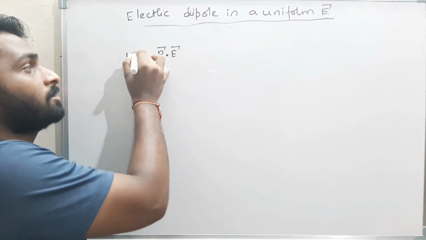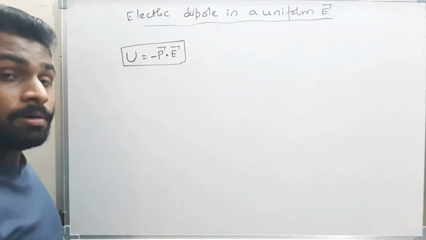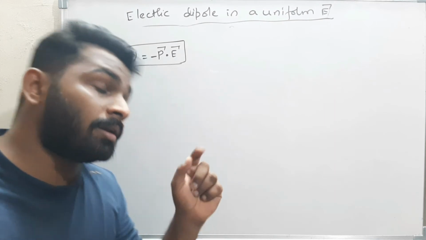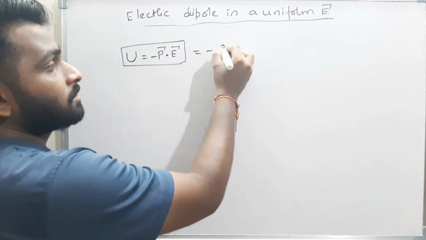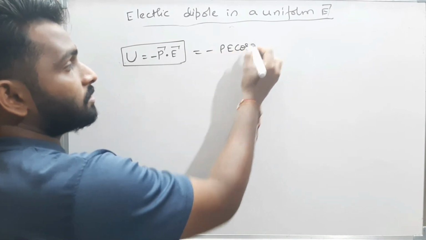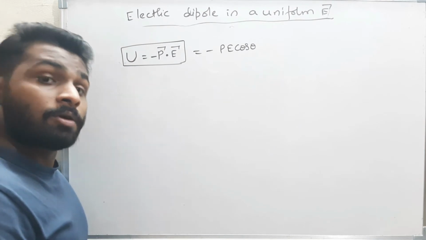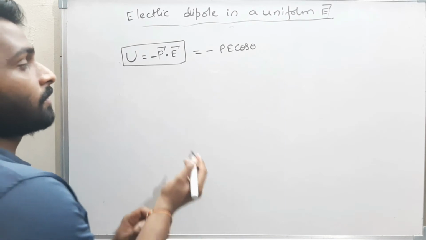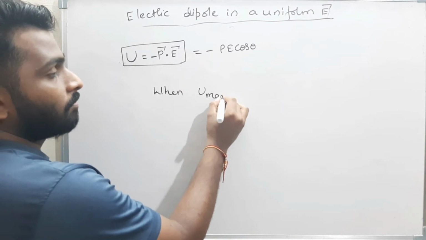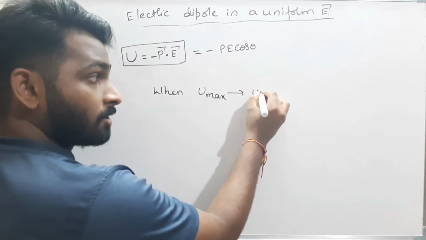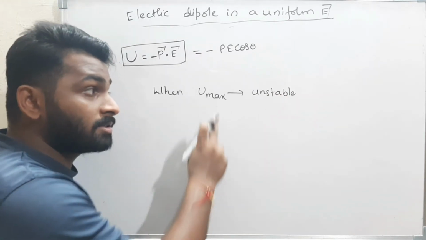You will represent the potential energy by U. Therefore, the potential energy of the dipole when it is present in a uniform electric field is minus p bar dot E bar, that is nothing but minus pE cos theta. Now see here. Whenever the potential energy is maximum, then the body is unstable.